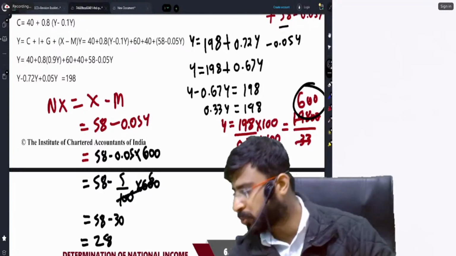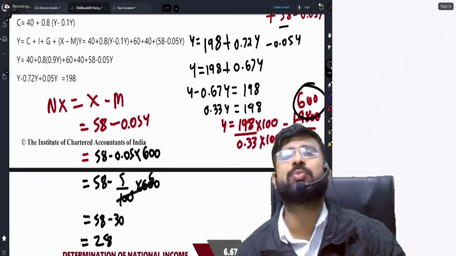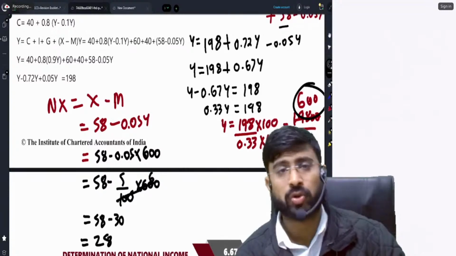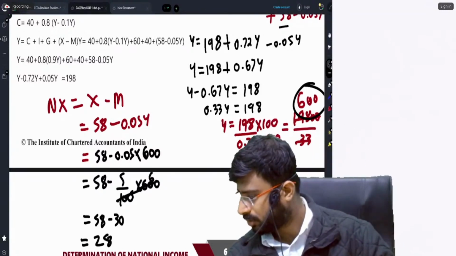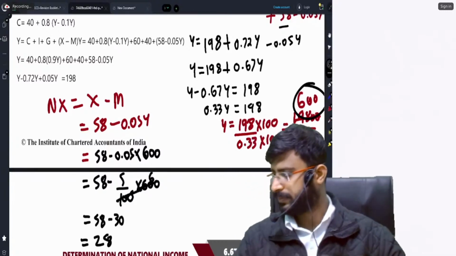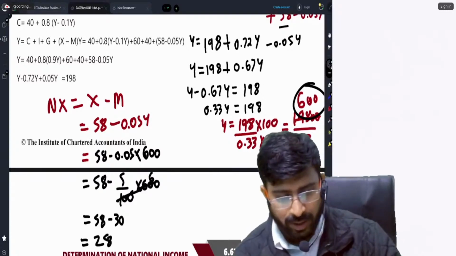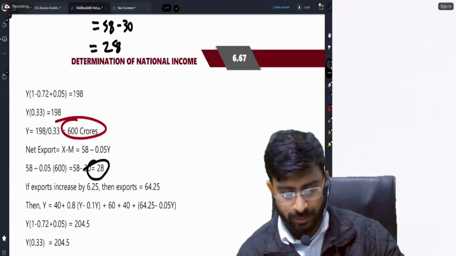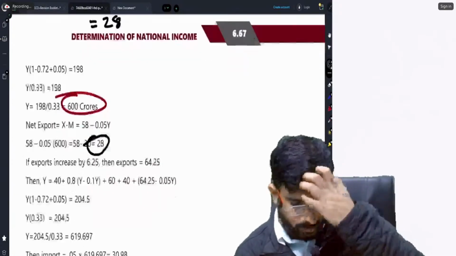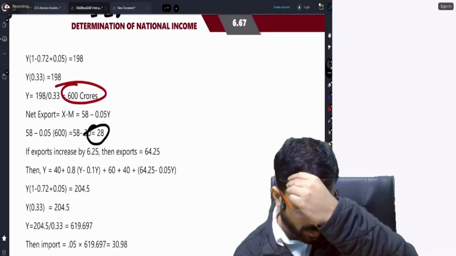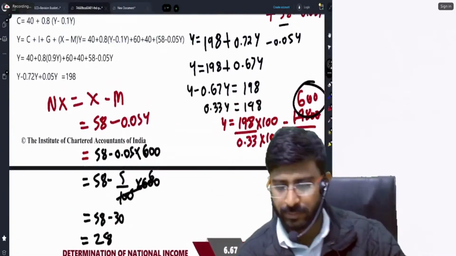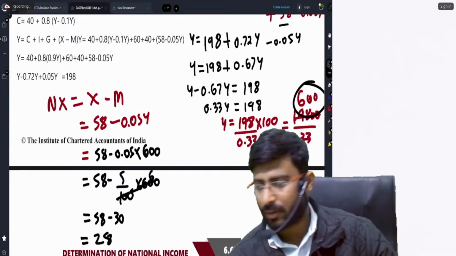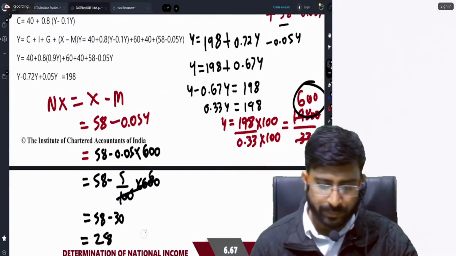Net exports is nothing but exports minus imports. In the chat, everybody, net exports equals to exports minus imports. Is this clear everybody? So 28, yes, सही आंसर है. चलो ये भी. Very good.